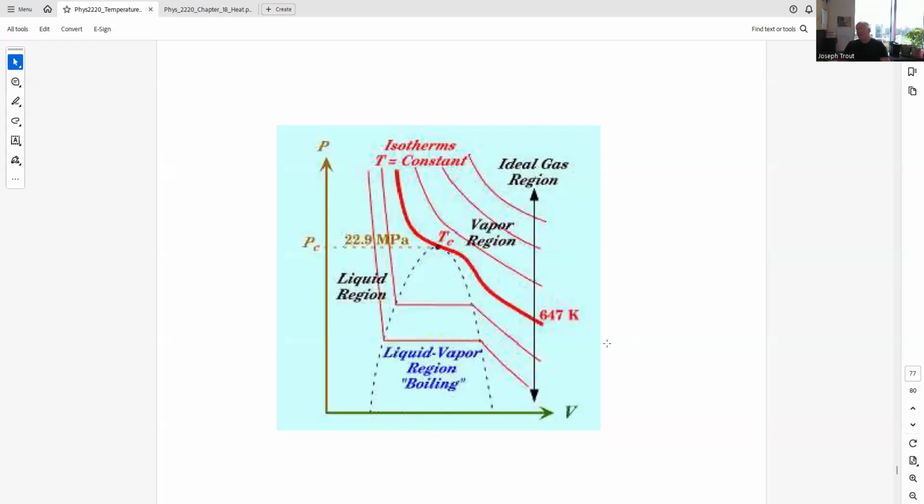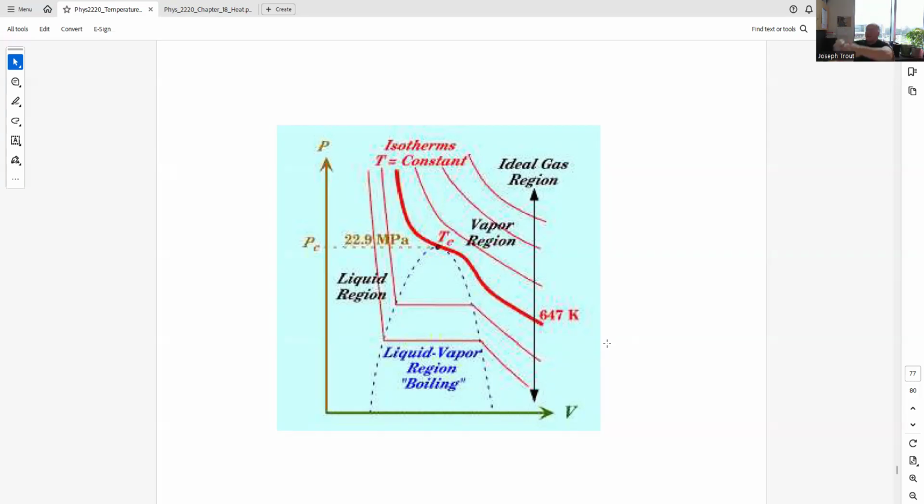Okay, so normally we have things that can exist in three states: a solid, a liquid, or a gas. Probably the easiest one to think about is water. We have water ice, we have steam, and we have water. And we know that water freezes at 0 degrees. However, that actually depends on the pressure.